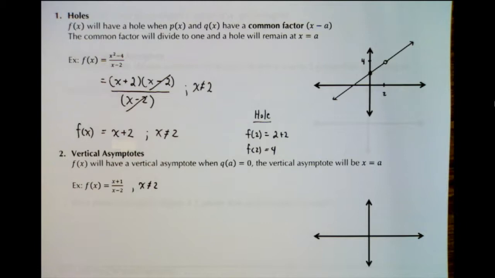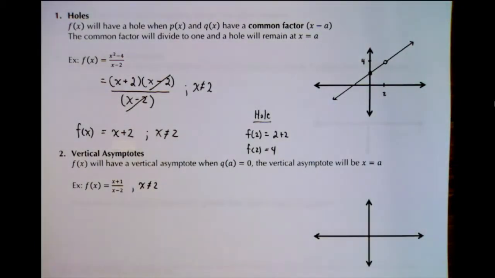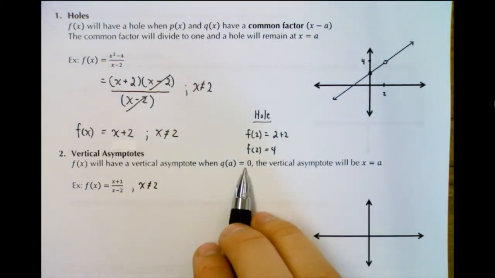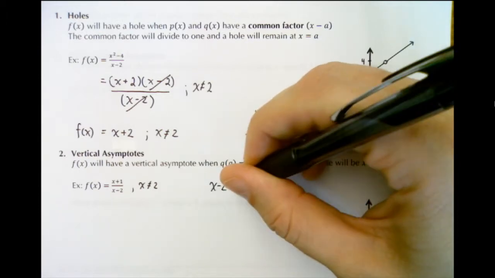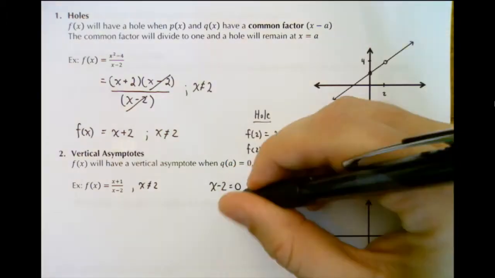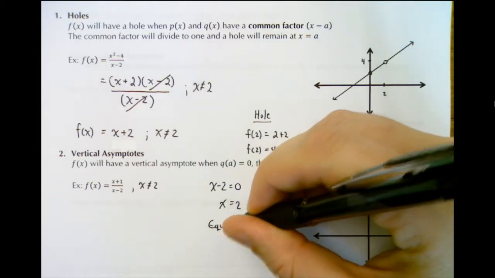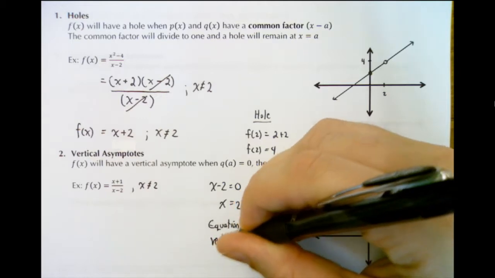vertical asymptote. To find your vertical asymptote, regardless of which polynomial you have, you always look at the denominator and set it equal to 0. So our denominator in this case is x minus 2, set it equal to 0 and solve. X equals 2 is the equation of the vertical asymptote.